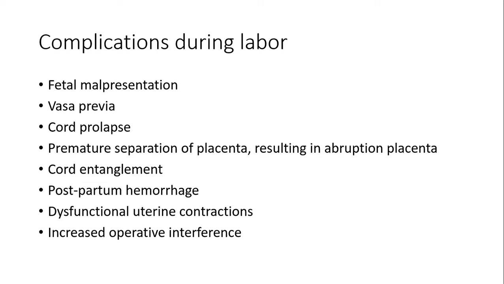Twin gestation and twin delivery should be considered as high risk obstetrics because fetal malpresentation you may see more often, vasa previa, cord prolapse can be seen more often, premature separation of the placenta, abruptio of placenta, cord entanglement around the neck of one of the babies. Postpartum hemorrhage may be seen more often. Dysfunctional contractions, discoordinated labor activity, and increased operative interventions are seen more often.